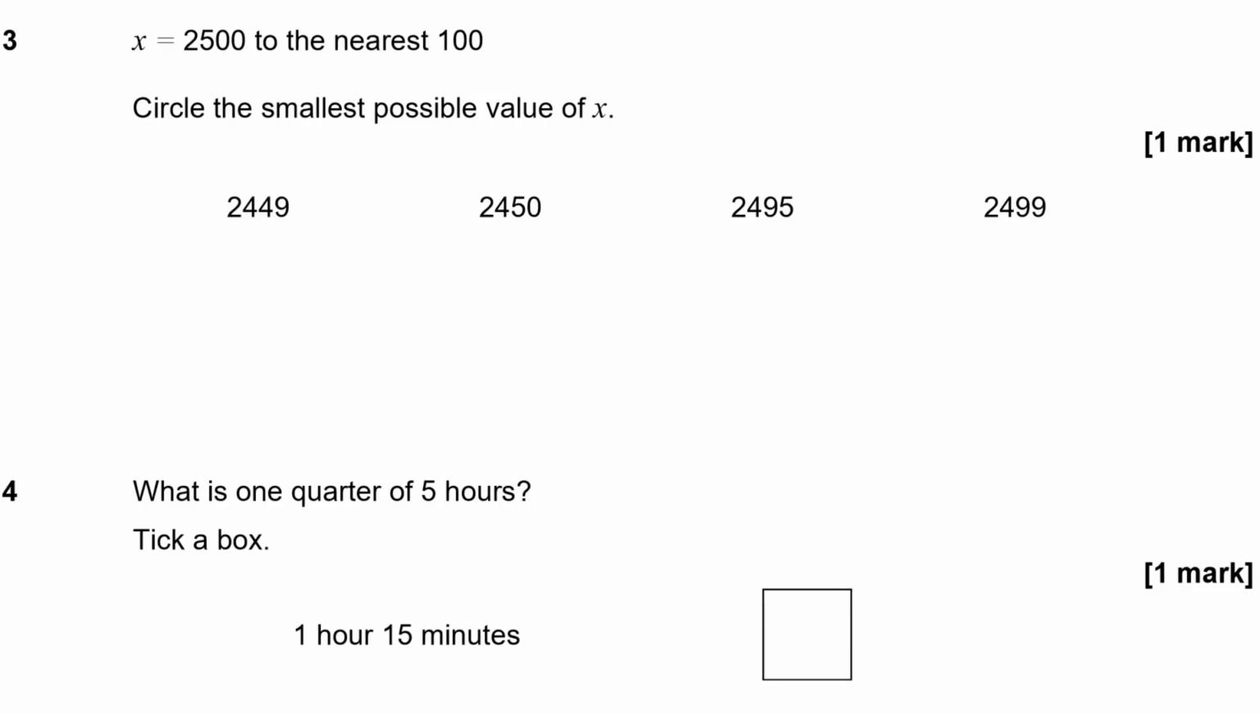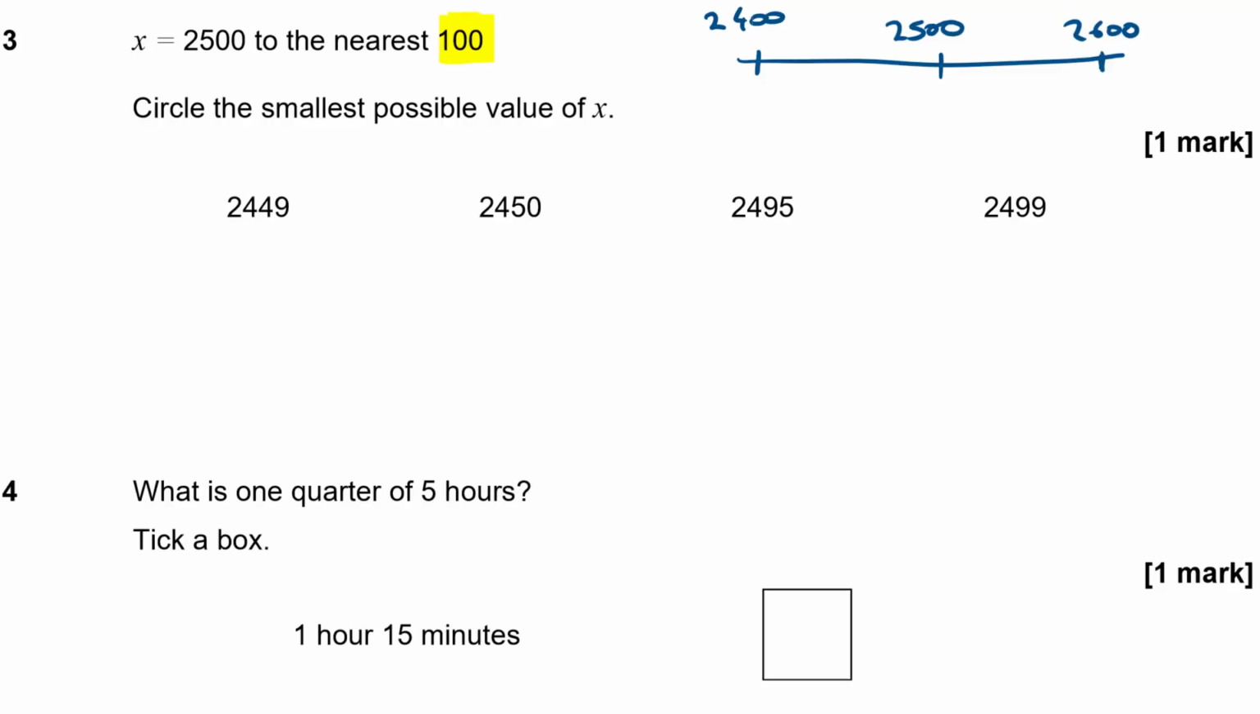Question 3. X is 2,500 to the nearest 100. Circle the smallest possible value of x. So this is a limits of accuracy question. I'd like to set these out with a scale. So imagine a scale with the number that you've been given in the middle of it, 2,500. Now this scale is going up in increments of 100. So the next number up on the scale is going to be 100 more than 2,500, which is 2,600, and one below it is going to be 100 less than 2,500, which is 2,400.